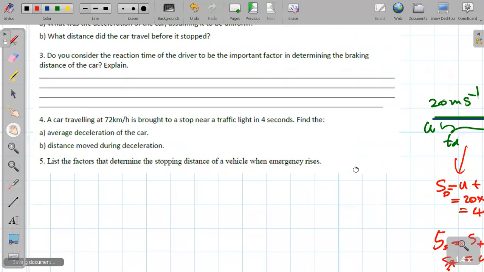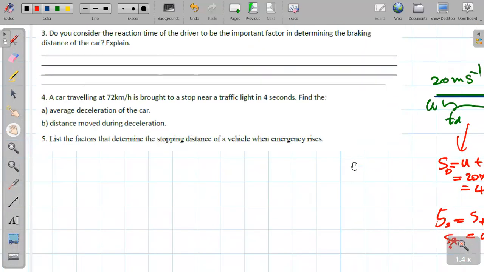Number 3, do you consider the reaction time of the driver to be an important factor in determining the braking distance of a car? Yeah, definitely. Why? If the reaction time is too high, the vehicle will travel with uniform velocity for a longer distance. So the braking distance and this together, the stopping distance, will be really high. It will cause damage.